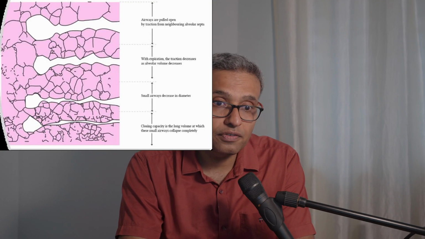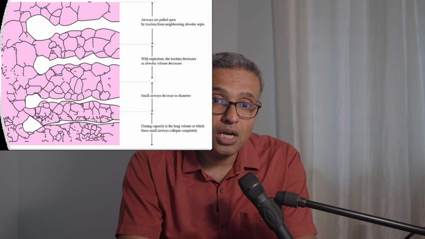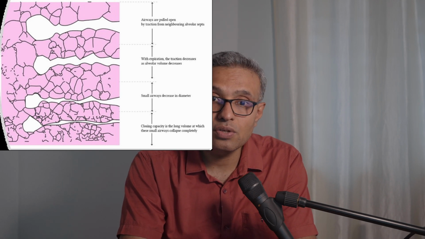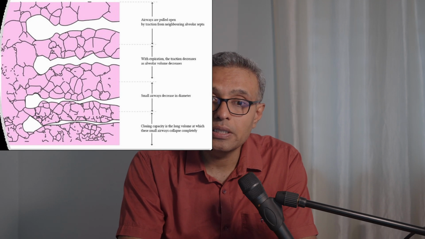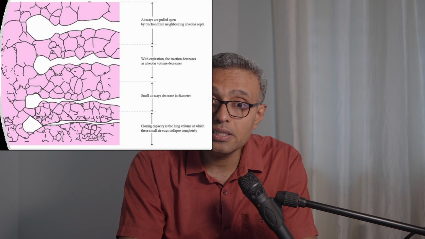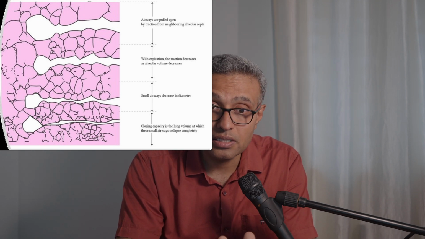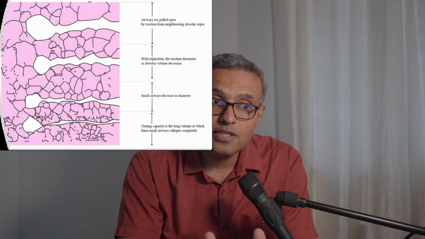This can be well depicted in this image. The airways are pulled open by the traction from the neighboring alveolar septi. With expiration, the traction decreases and the alveoli start decreasing in volume. The small airways decrease in diameter as well. The closing capacity is the lung volume at which these airways collapse completely, causing a small airway collapse.